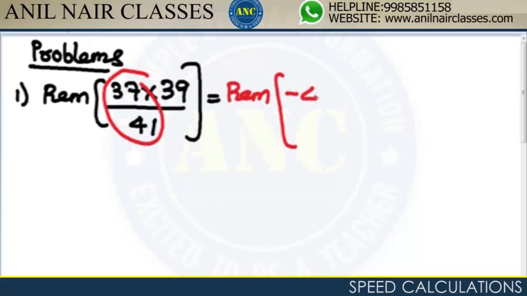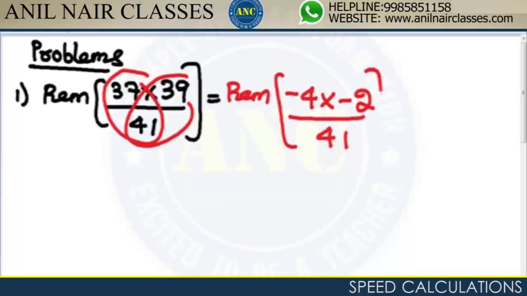What is the negative remainder? -4. 41 ones are 41. What is the negative remainder? -2. -4 into -2 is 8. 8 is less than 41, so the answer is 8.